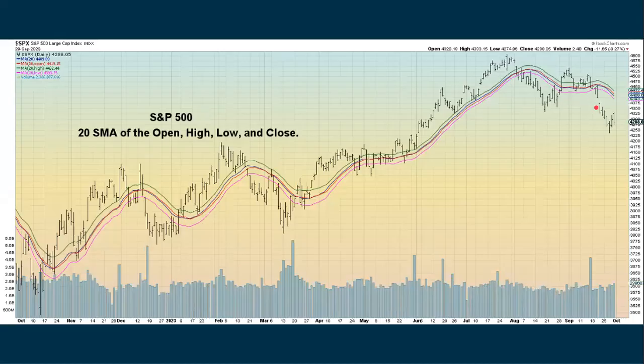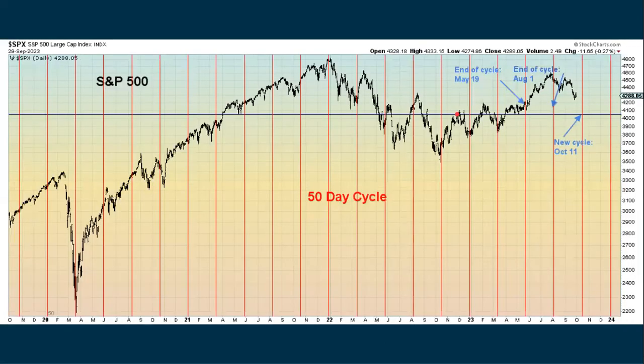Then I take a 20-period simple moving average of the open, high, low, close. That forms kind of what I call a mini rainbow here. And when we're below this and the mini rainbow is actually going down, that's more negative. Sometimes this will provide resistance if we start to go up, or it may provide support if we're in an uptrend and pulling back. But we're far away from the rainbow right now.